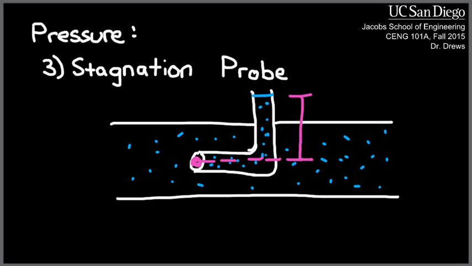So the pressure at this point out here, again, looks like a rho g h term. But we have a special name for that pressure. This is not just the regular pressure that we're used to. This is a special kind of pressure. It's called the stagnation pressure.